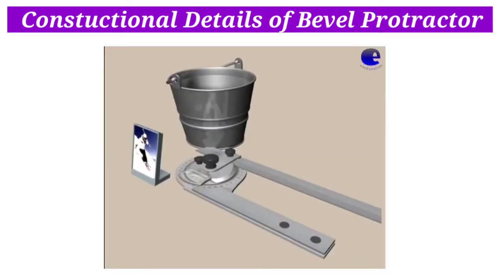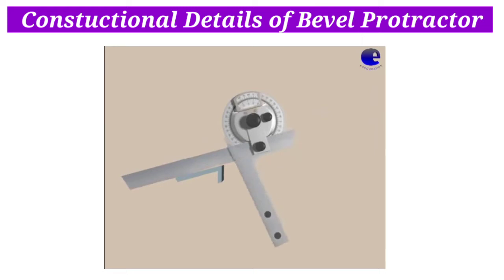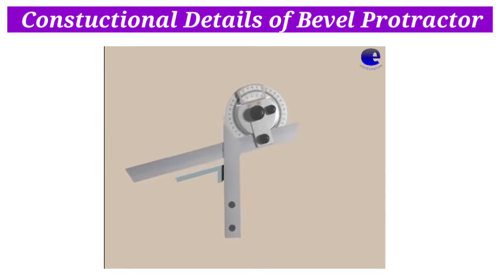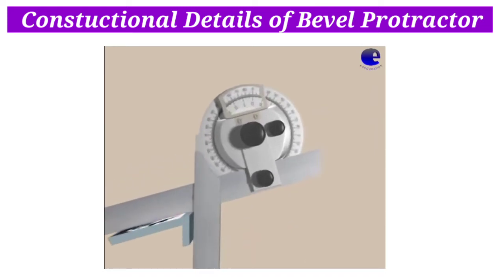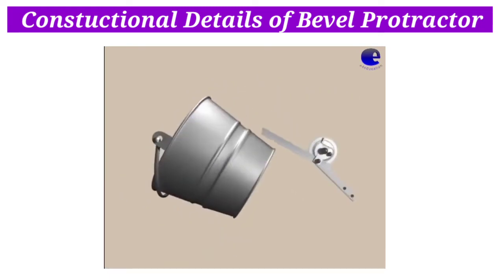For example, take a photo frame and place the angular side in between the base, that is body, and blade of the bevel protractor. We can find out the measurement by coinciding the main scale and vernier scale. For instance, take a small bucket to find out the angle.